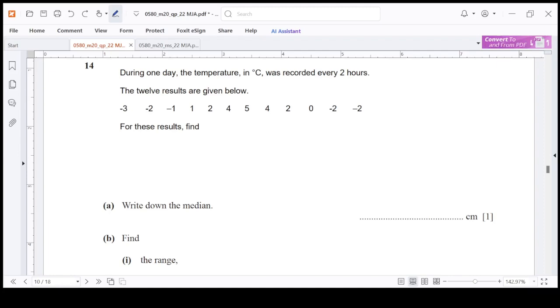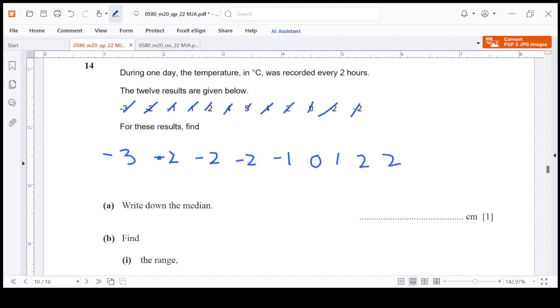Okay, so the smallest value is minus 3, writing that first. Then we have minus 2, minus 2 and minus 2. Then we have minus 1. Then we have a 0. Then we have 1, 2, 2. Then we have 4, 4, 5.